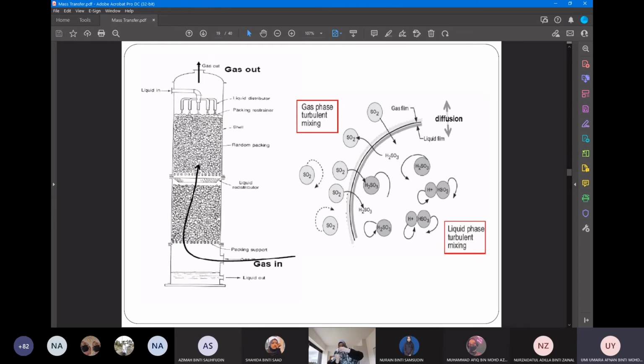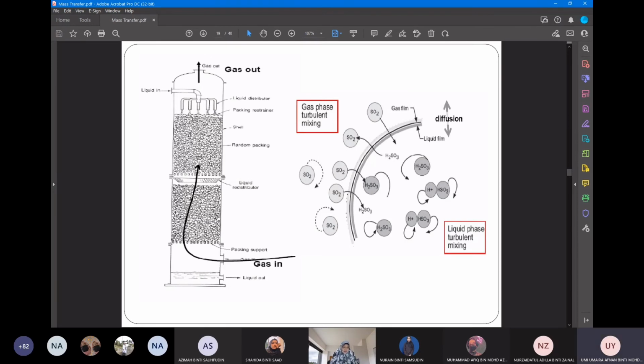But if the gas is allowed to move randomly in different channels through the packing, and the liquid also moves randomly downwards through the channels in the packing, then the liquid and the gas meet in small volumes. So that will increase the contact area of the liquid and the gas.